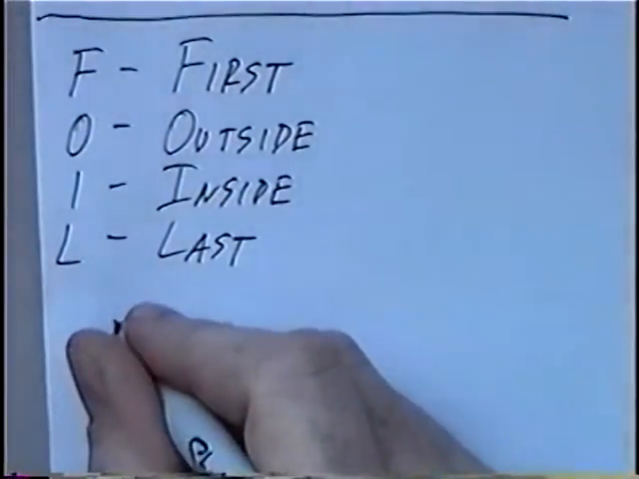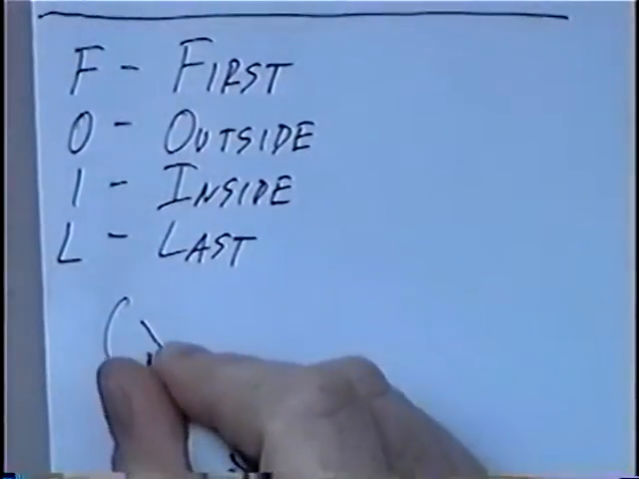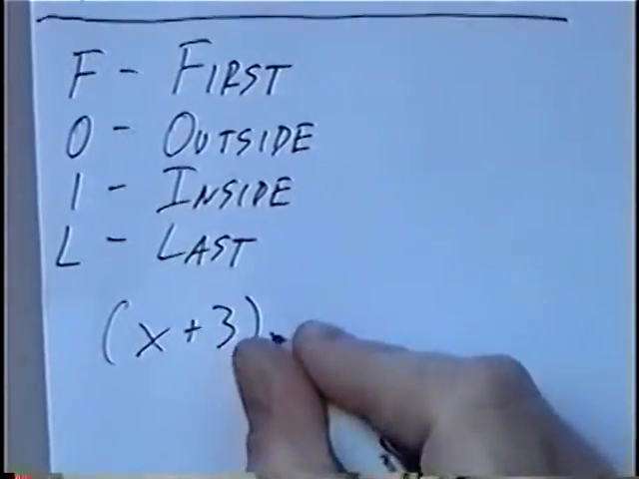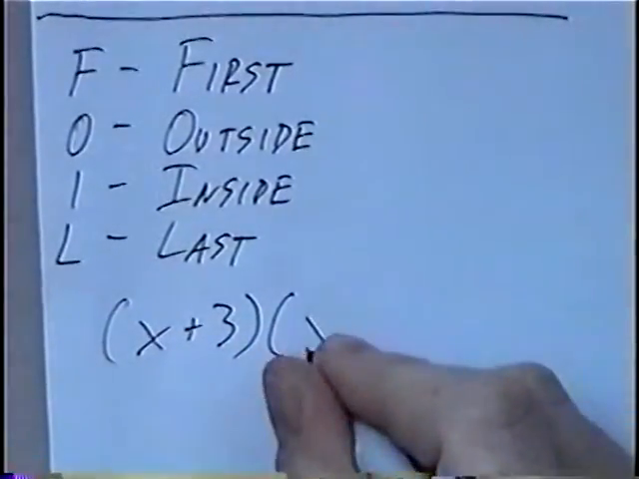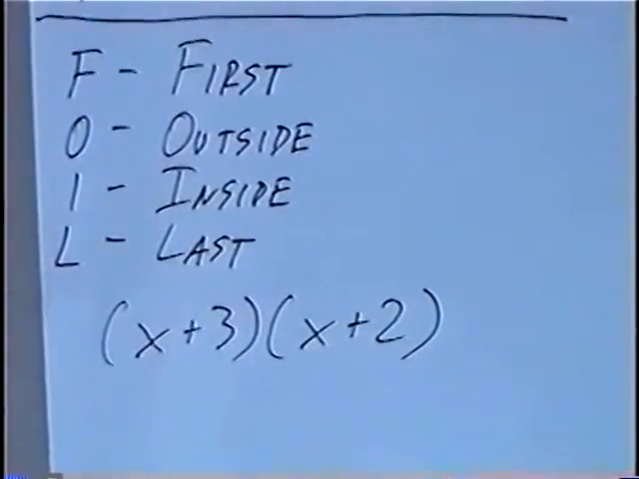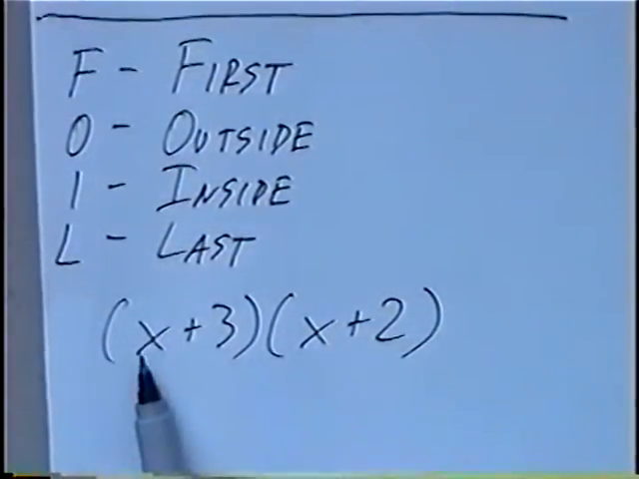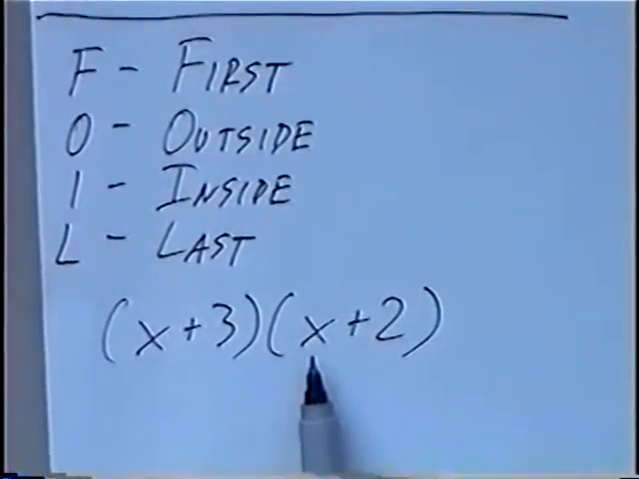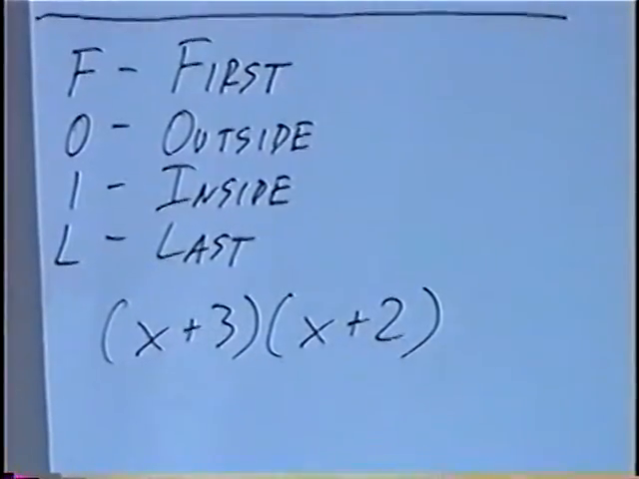First question we'll look at, in parentheses, x plus 3, and a second set of parentheses, x plus 2. When multiplying two binomials, a binomial again has 2 terms or 2 numbers and letters times another binomial. We'll use the acronym FOIL.